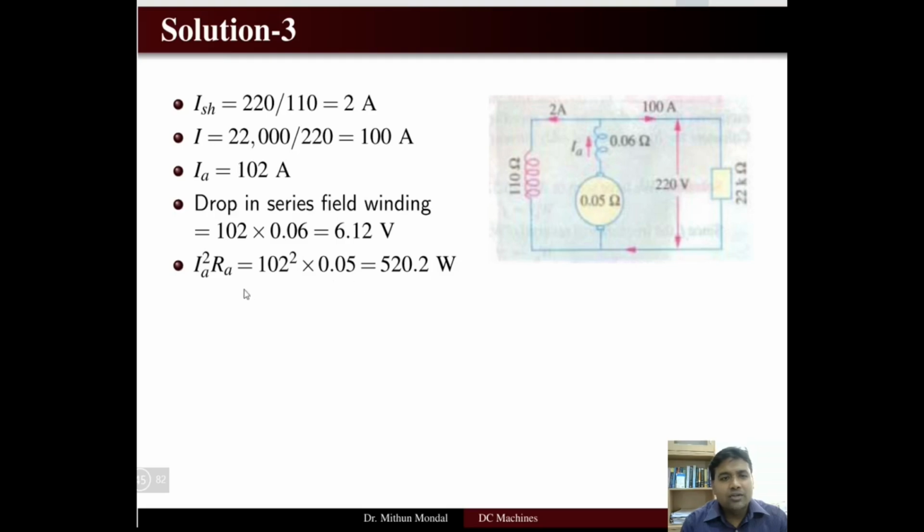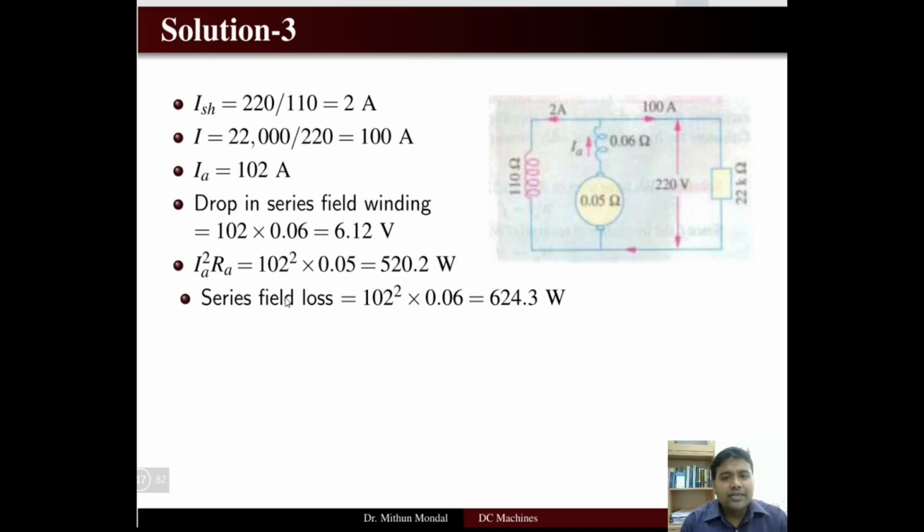Now what is the drop across the armature? What is the power across the armature? So armature is having a resistance of 0.05 and the current that is flowing in the armature you have computed as 102. So 102 square into the resistance of the armature, you are getting 520.2 watt. That is the copper loss in the armature.